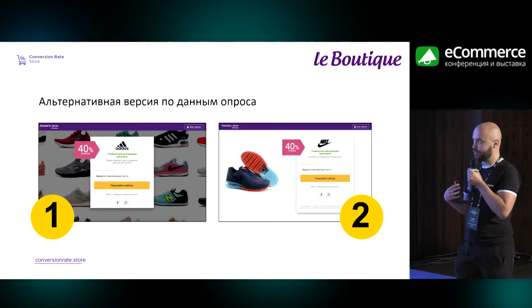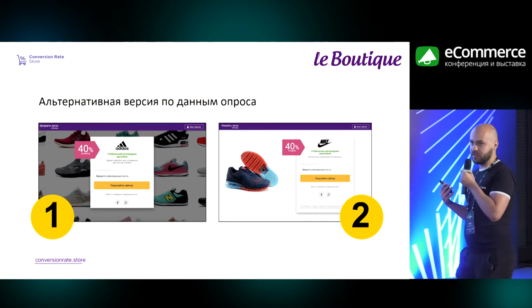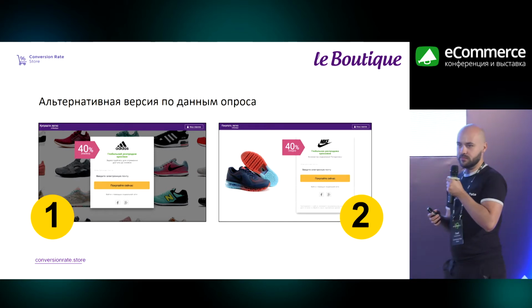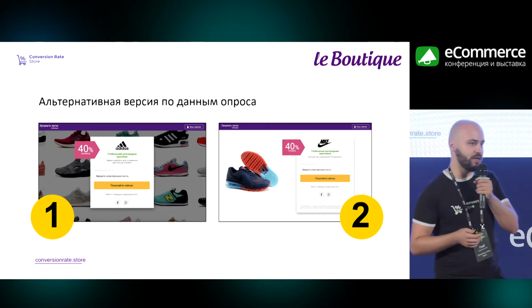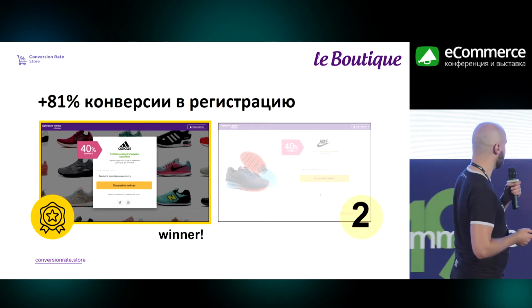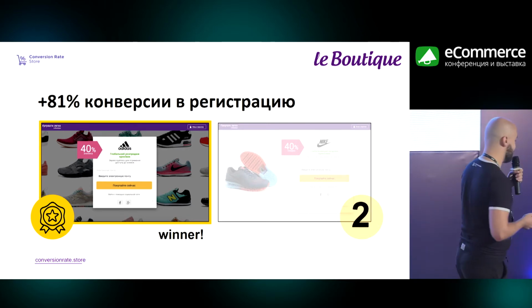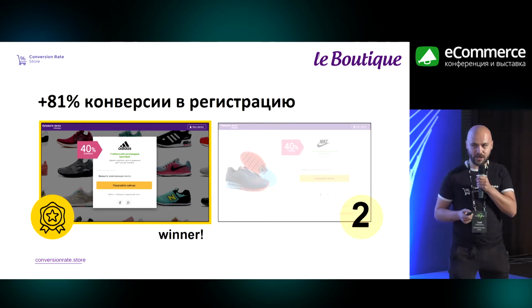You see the point? Do you have any guess how much growth that can give? How much? 15%? Any other ideas? 40? It was 81% growth. 81% growth.